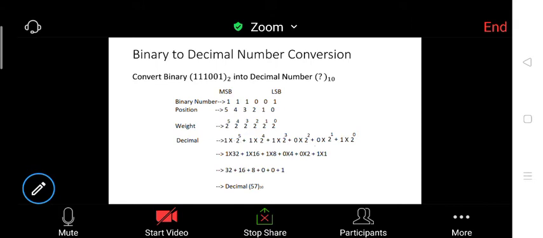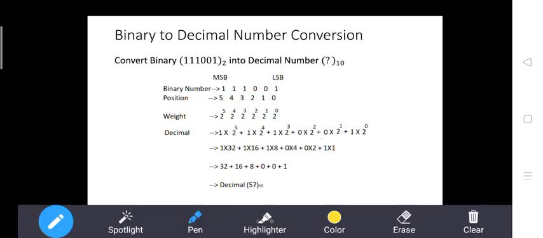Next part is binary to decimal number conversion. In this problem, we want to convert the binary number 111001 into its equivalent decimal number. So first I write this binary number over here, 111001. For this number, the extreme right hand side is the LSB and the extreme left hand side is the MSB. We always write the number from MSB to LSB.